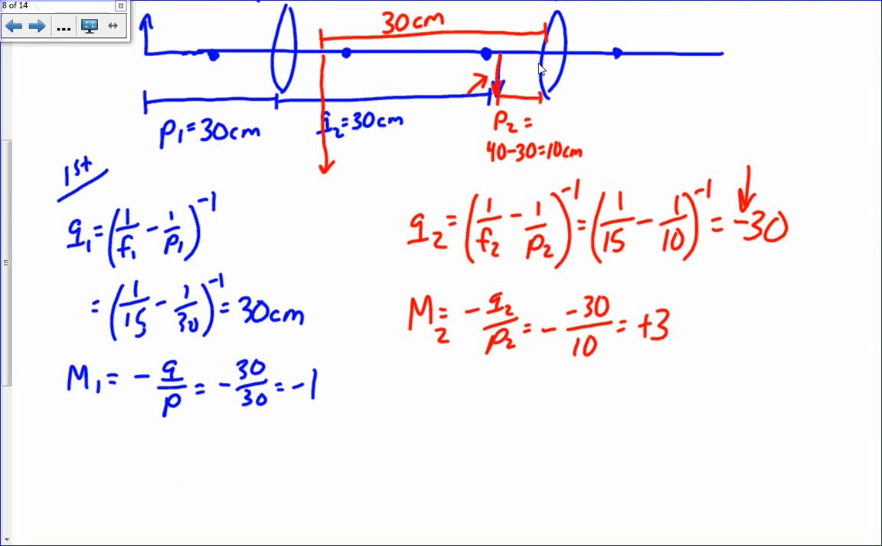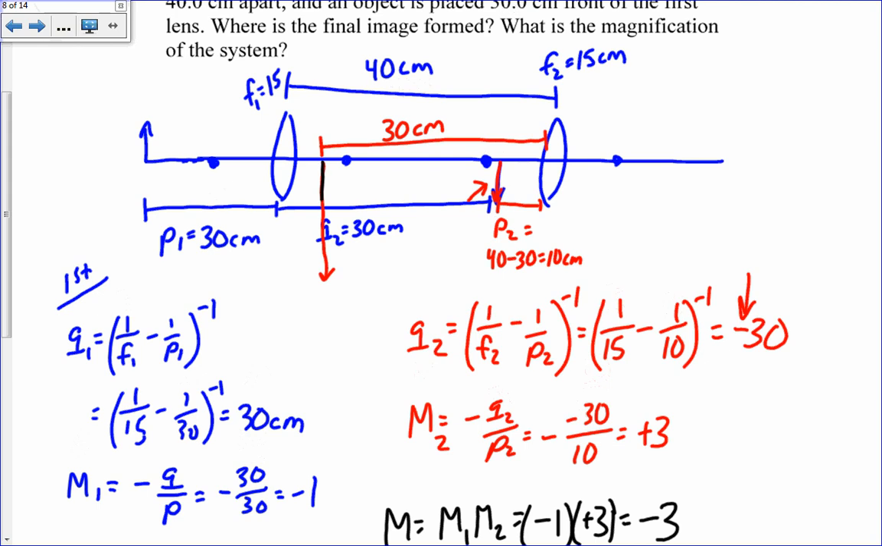So now if I want to know the total magnification, that's going to be the product of the 2 magnifications. Negative 1 times positive 3 is equal to negative 3. So this image has a magnification of negative 3 when compared to this object. It is inverted from that object and 3 times as big.